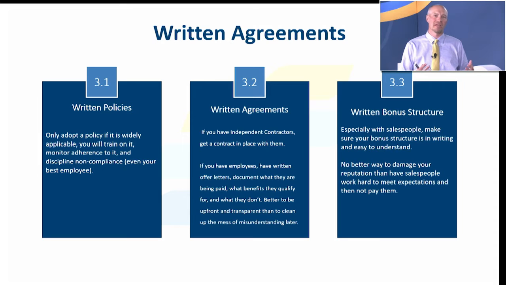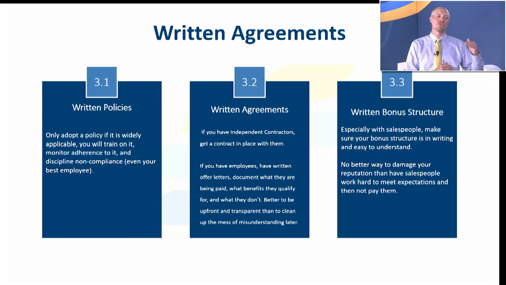What ends up happening a lot of times is we adopt a policy that we don't really train on, we don't really do anything about, and then when an issue comes up, that employee is going to use the fact that we violated our own policy as evidence of your negligence. And so it'll be used against you if you're not complying with your own policies.